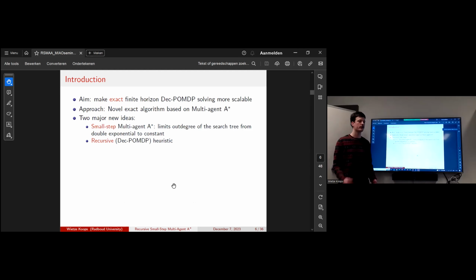Okay, so like I said, the aim of this research was to make exact finite horizon Dec-POMDP solving more scalable. And our approach builds on multi-agent A star, but we have two new ideas, which I'll explain in more detail. The first is that we do a small step multi-agent A star. In A star we have such a search tree, and all the original approaches have a double exponential outdegree in the search tree. We reduce it to constant. The cost is that the height of the search tree is increased from linear to exponential. And secondly, we propose some new ways to work with the recursive Dec-POMDP heuristic, which is tighter and allows for more pruning in the tree than the approaches that we used earlier.